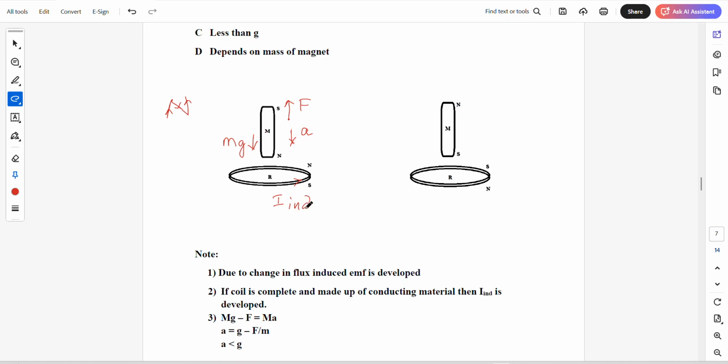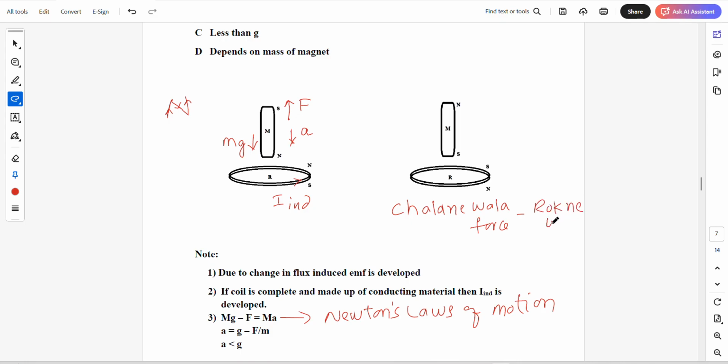Understood? Now, what happens? You can apply Newton's laws of motion. How to apply? See, it is accelerating downwards. The driving force minus the opposing force, like that you can remember in Hindi. This force is equal to mass into acceleration.